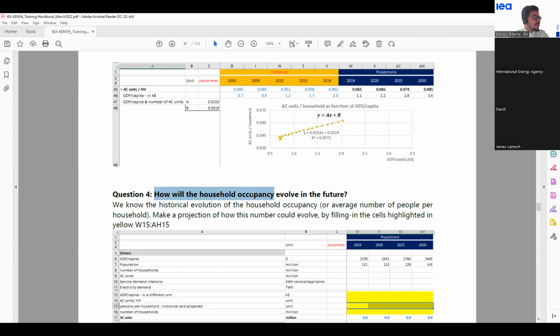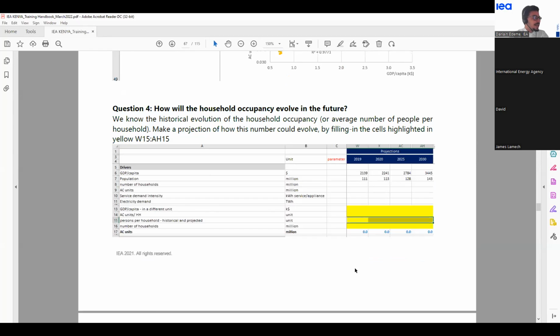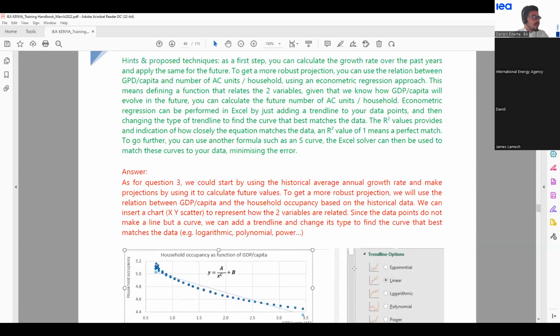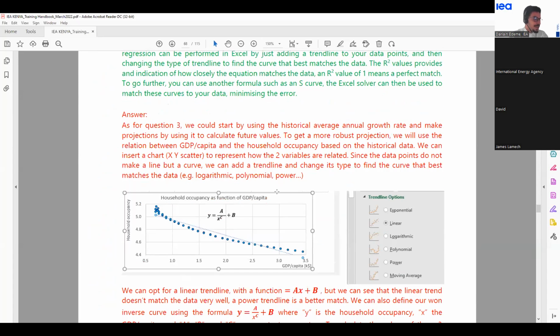Another driver we need to assess is how the household occupancy will evolve in the future. Again, you have highlighted the cells you are required to fill. I suggest you try first with a linear approach, which is the same as above, but you will see that the linear approach isn't the best one. You can already see it graphically, because this line does not follow the past trend in terms of household occupancy as a function of GDP per capita.